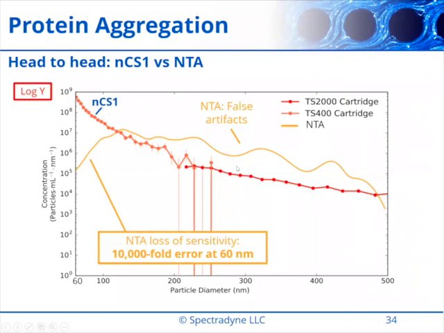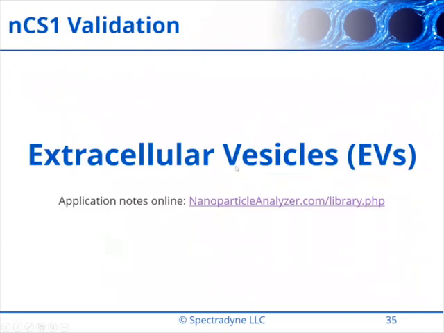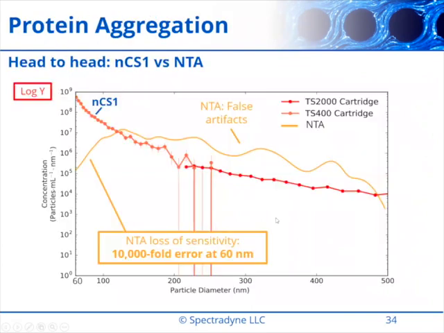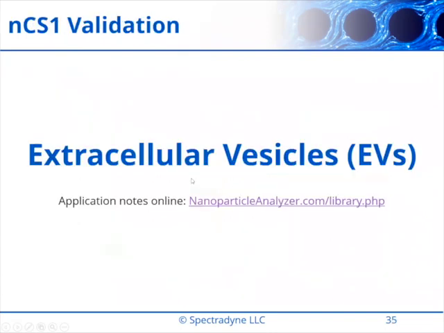Okay, so that's, I think, it for protein aggregation. For now, let me move on to another biological example of biological particle distribution. So this is extracellular vesicles, pretty hot area these days. Again, the information is posted on our website.